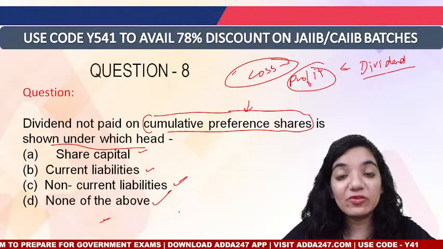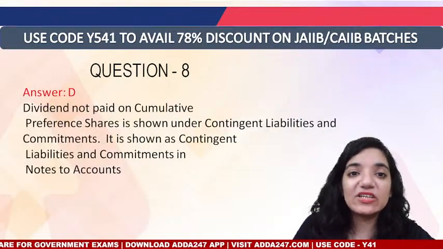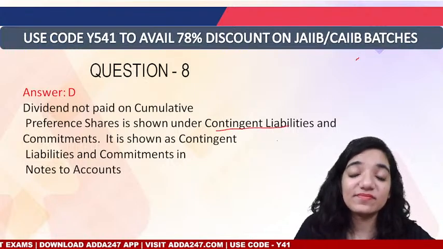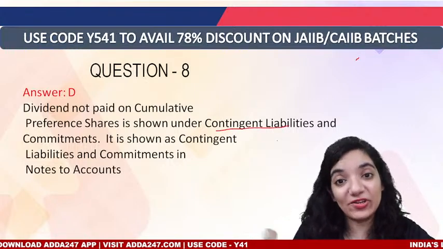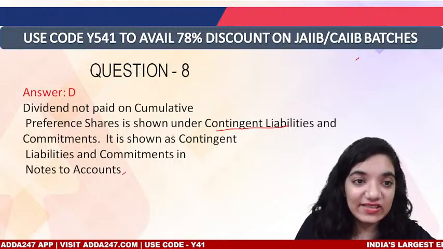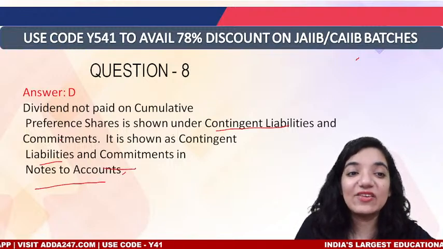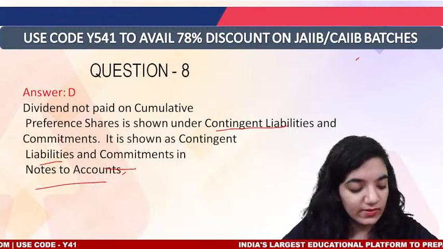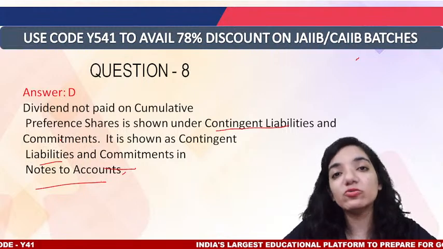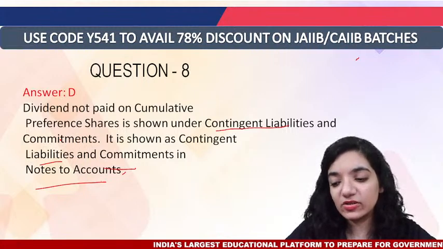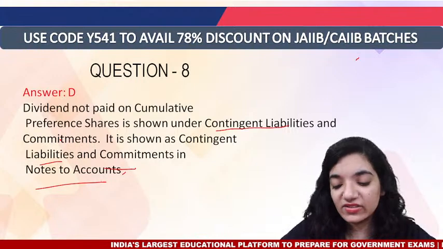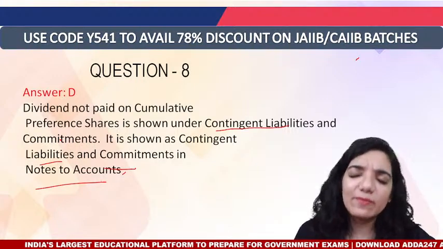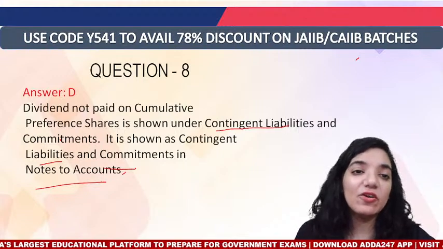Basically, when we talk about the cumulative preference shares, it is shown as a contingent liability. It's not something where we put it on the current liabilities. It is shown as liabilities and commitments in the notes to accounts. This is an exceptional case because we are not bound to pay at that point of time, as there might be losses in future. So it's just a commitment at this point that we have committed that we'll pay. In any case, even when we fall, we'll pay.